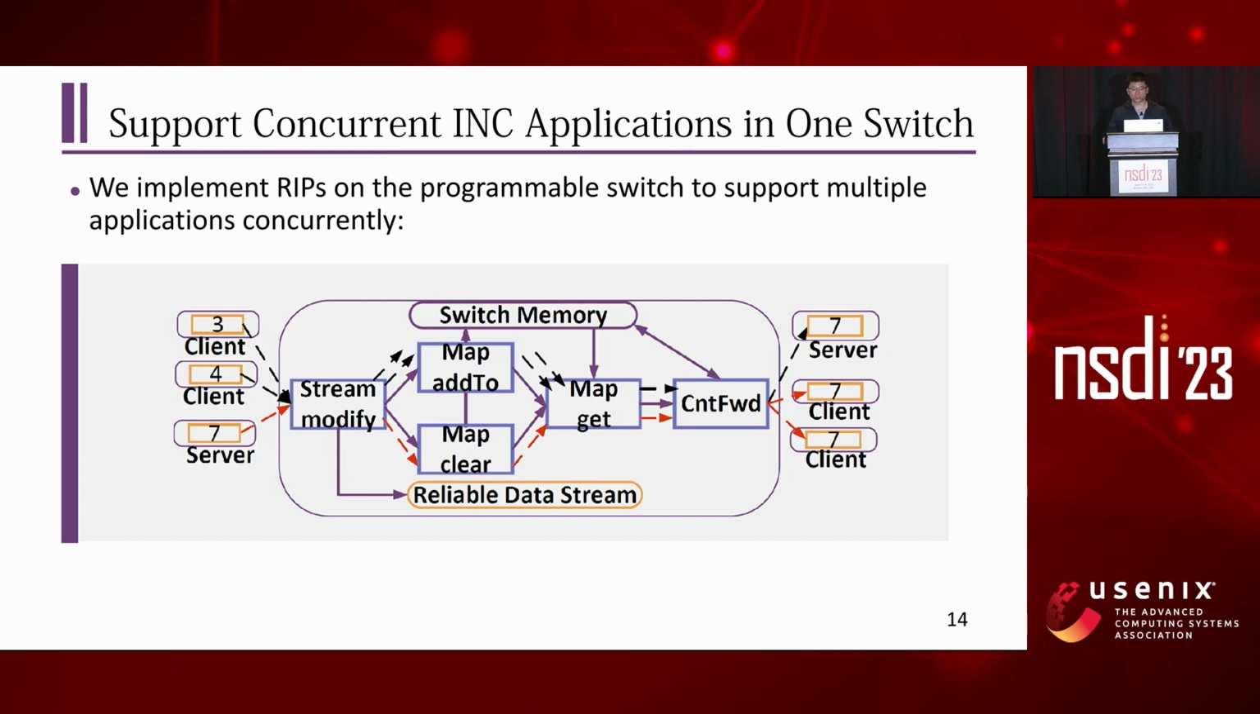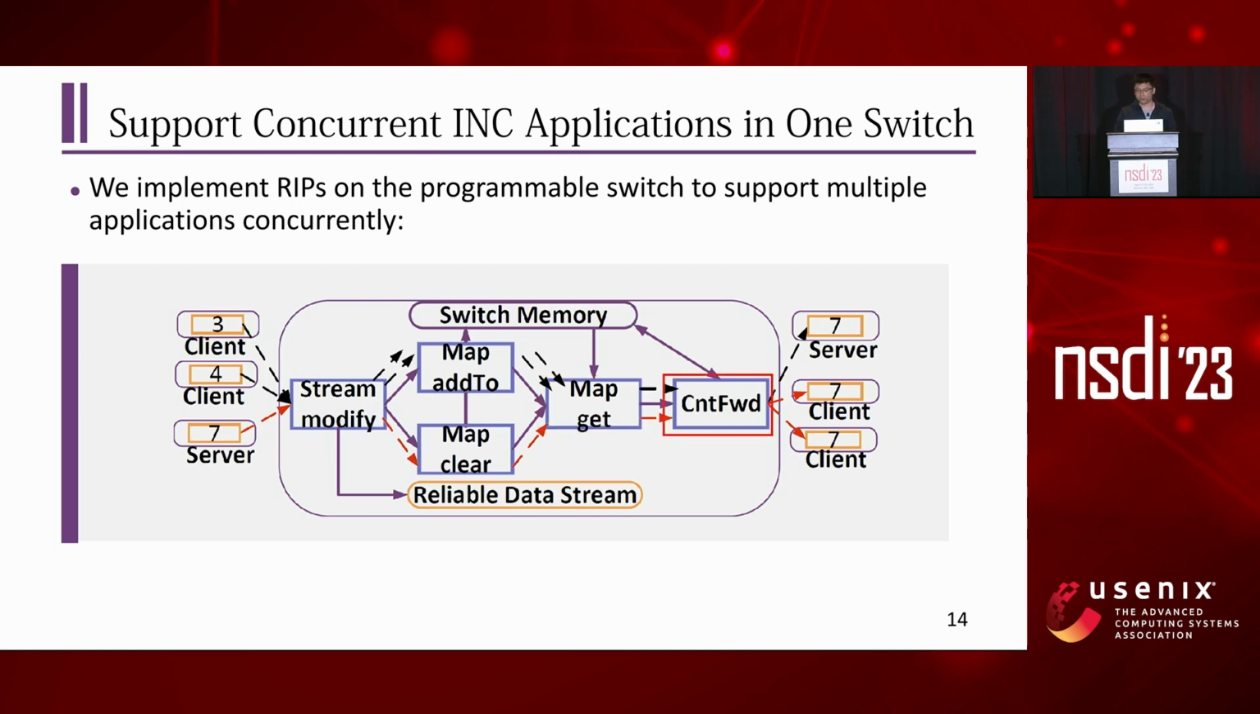And to support concurrent INC applications on the same switch, we implement all the primitives on the same pipeline of the top node switch to support multiple applications concurrently. Here is an example of gradient accumulation in distributed training. Clients send out their gradients to the switch and invoke the add2 on the map to accumulate gradients on the switch memory, and invoke get on the map to read out computation results into the stream.